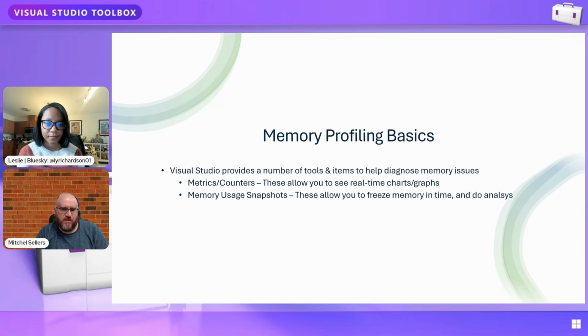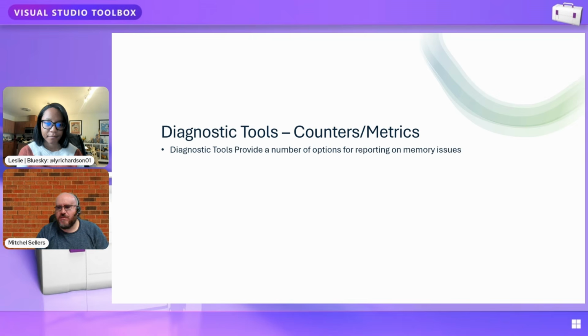So before I dive into the examples, the good code and bad code examples that I have to illustrate how you can see some of these things, I want to make sure that we understand what some of these metrics are, the things that are memory specific that we want to be looking for inside of Visual Studio. So the metrics and counters that are available that are memory specific include a number of different items.